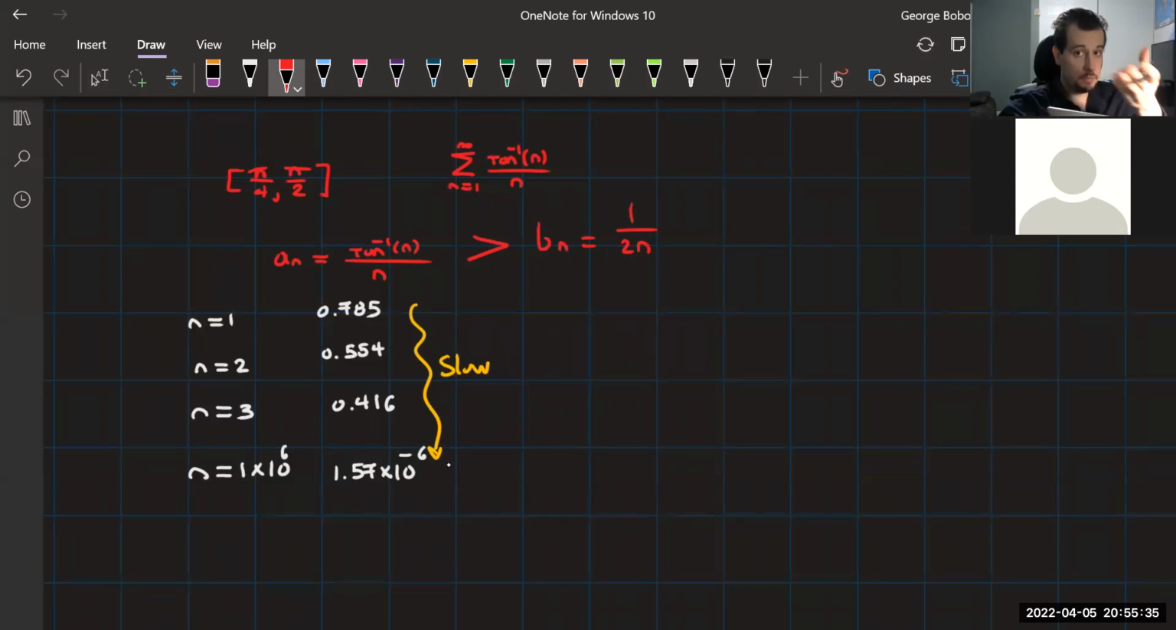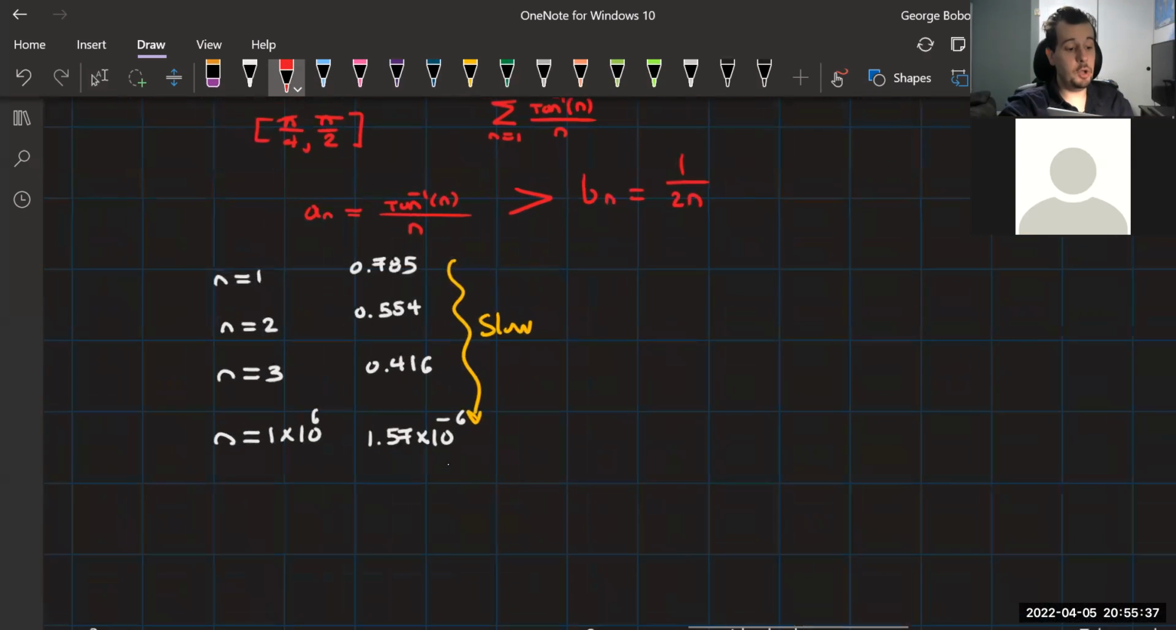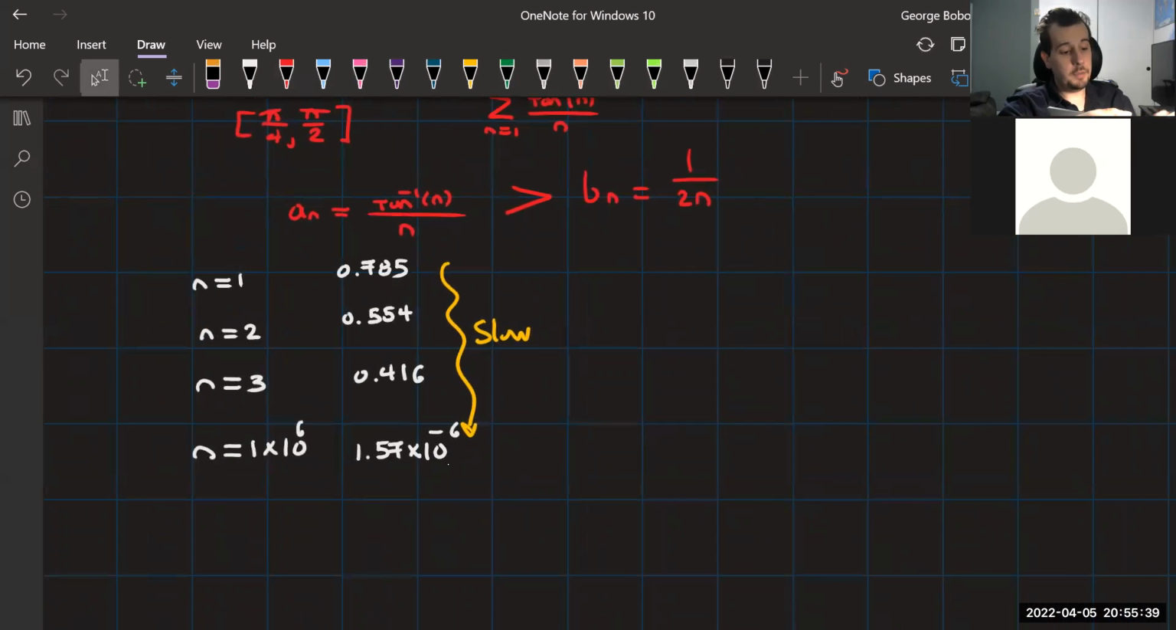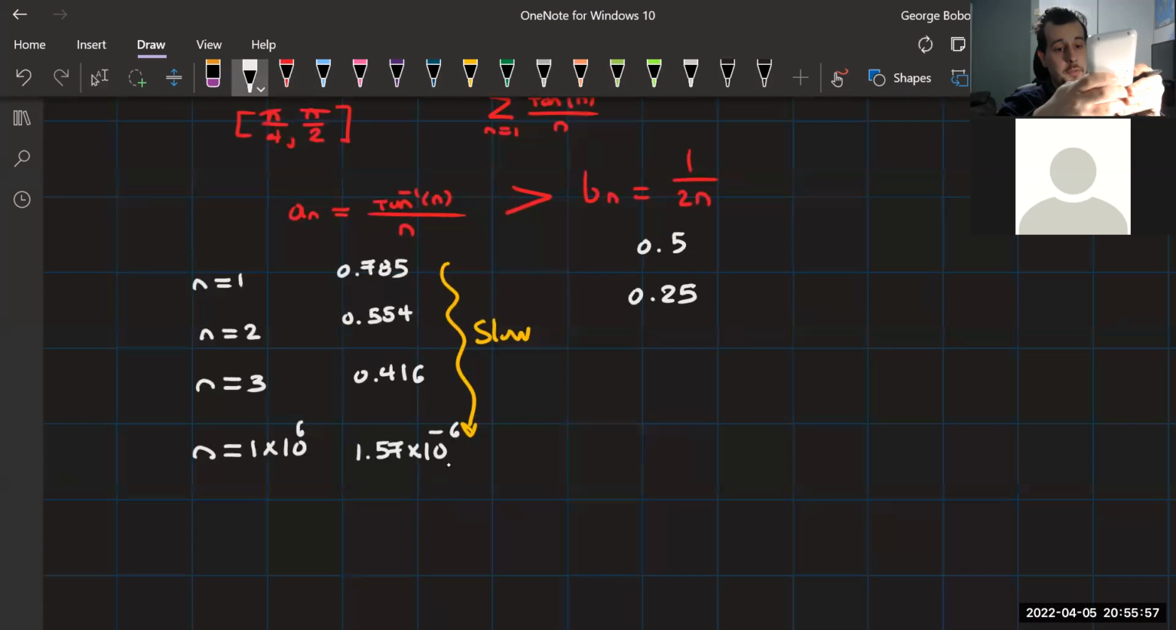Let's see if I'm right, if this is always consistently smaller. If n is equal to 1, we get 0.5. If n is equal to 2, we get 0.25. If n is equal to 3, I have to do that on the calculator.